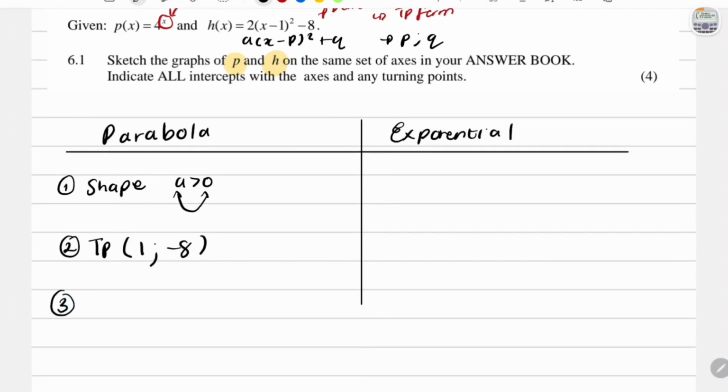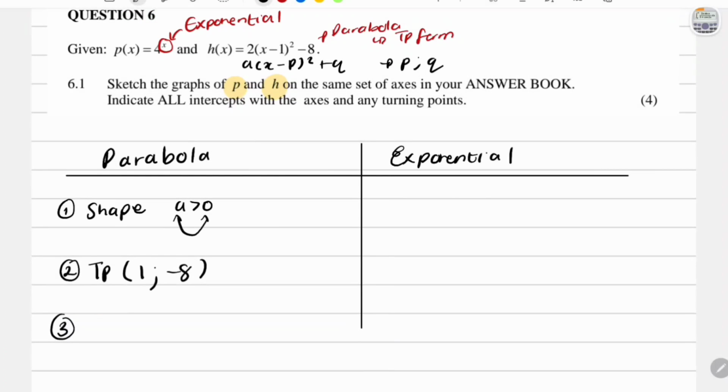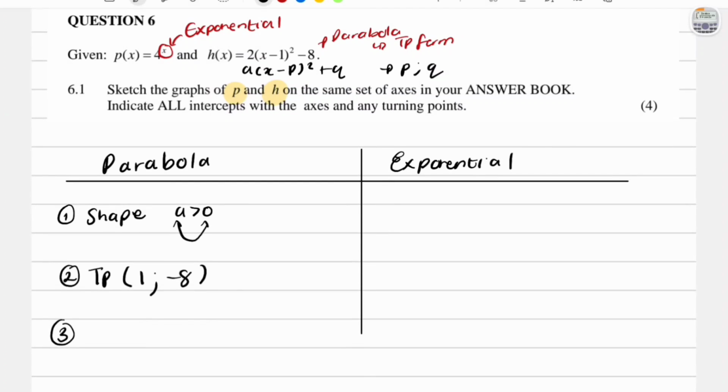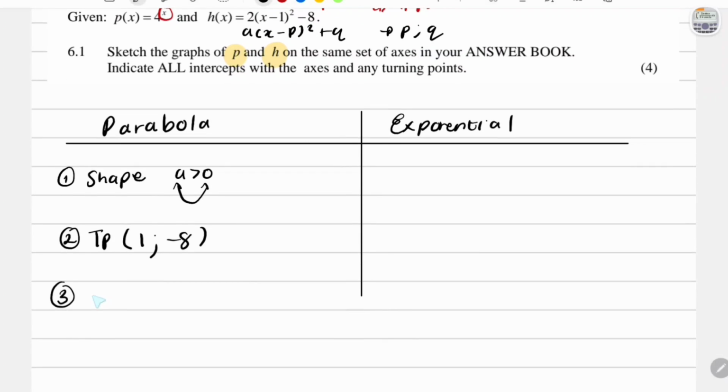Then the third thing you look for is the y-intercept. I start with the y-intercept just to get that out of the way, then x-intercept. So in this case, the y-intercept is not negative 8. You can't just look at the last term and say, oh, that's negative 8. The reason you can't do that right now is because this is in turning point form. If it was in standard form, you could do that. To find the y-intercept, you have to just make x equal to 0.